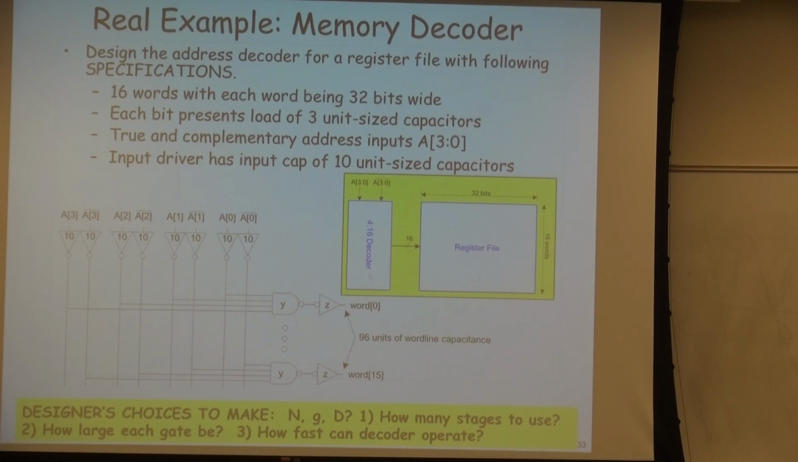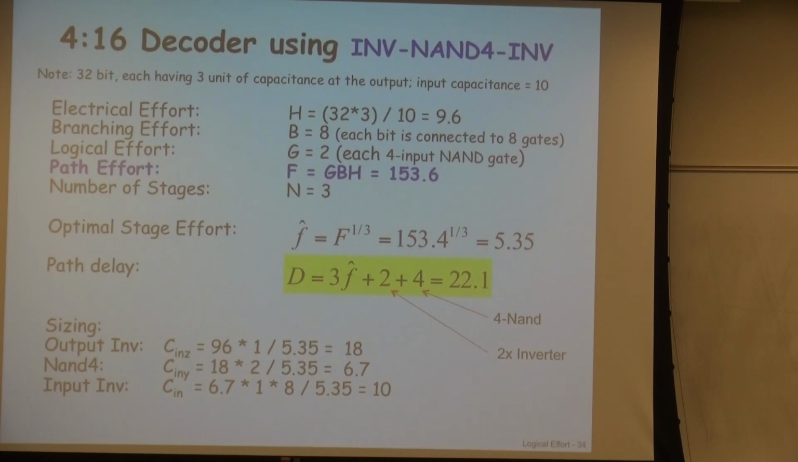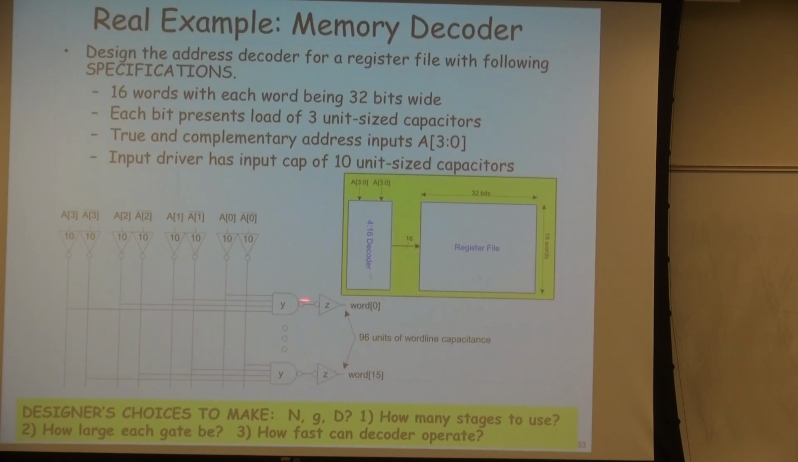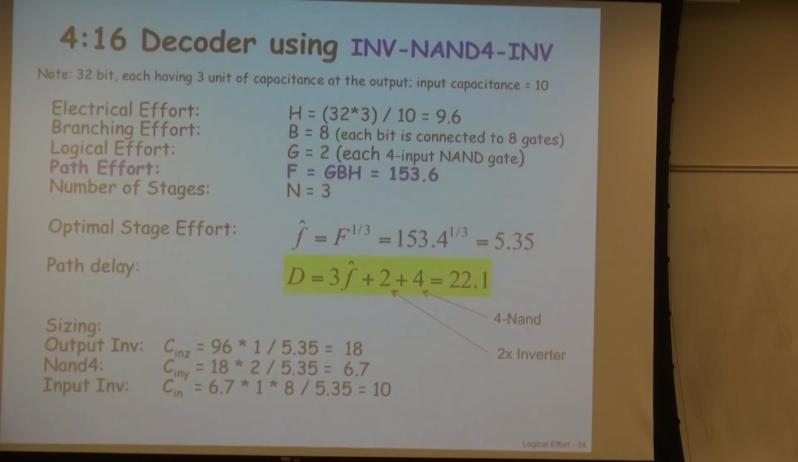Now, using this formulation, what we showed over here, how do you size Z and Y? So that's shown over here. So the electrical effort H is equal to, we mentioned that this word line is 96 units, 32 multiplied by 3, and this is 10. So H, capital H is equal to 96 divided by 10, 9.6. And that's what it is, capital H.